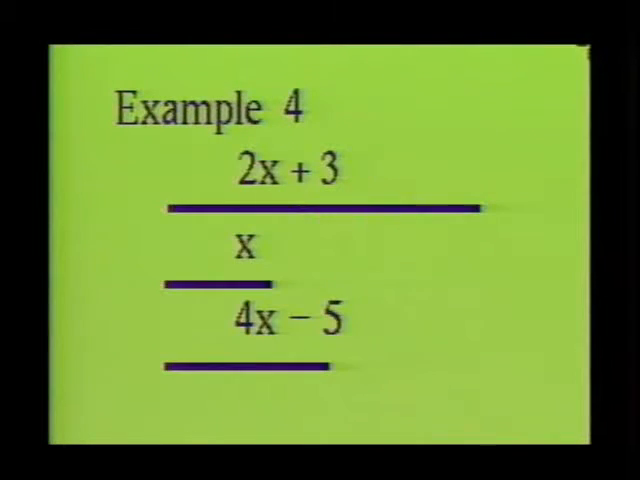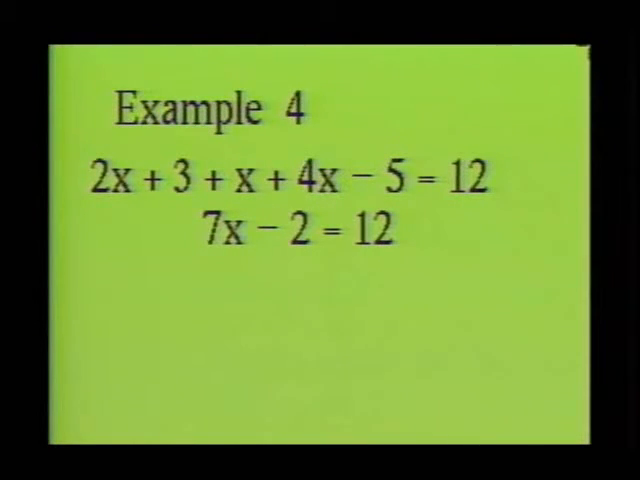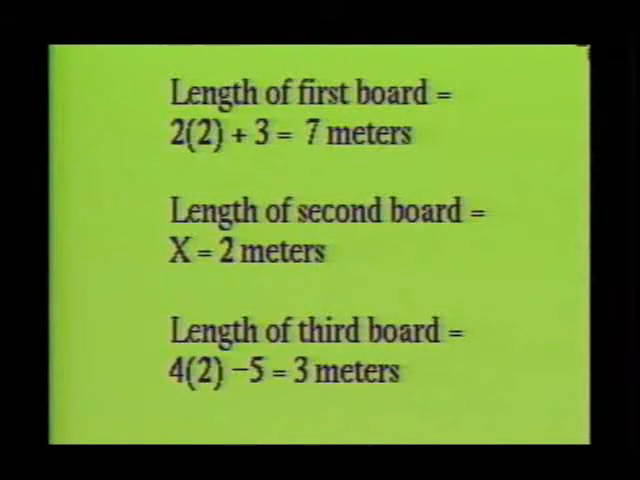The length of the first board is 2x plus 3, and the length of the third board is 4x minus 5. We can add the lengths of the smaller boards together to get the total length of 12 meters. Thus we have the equation 2x plus 3 plus x plus 4x minus 5 is equal to 12. Solve this equation to find the value of x. 7x minus 2 is equal to 12. 7x is equal to 14. x is equal to 2. We find the value of x to be 2.